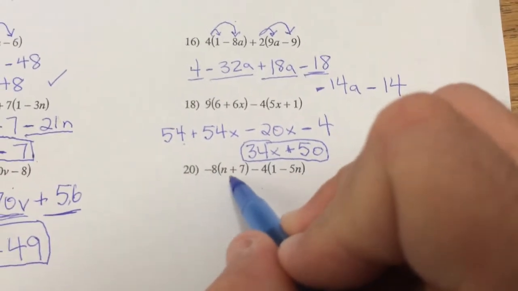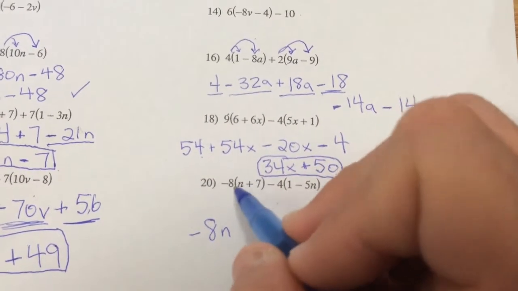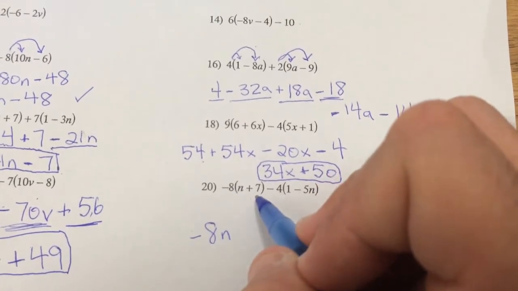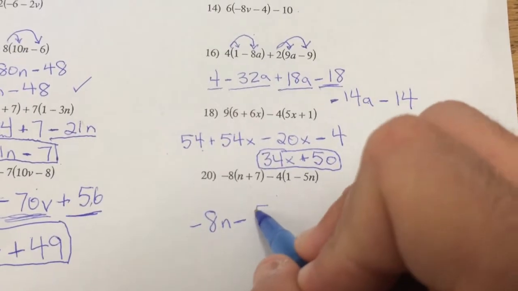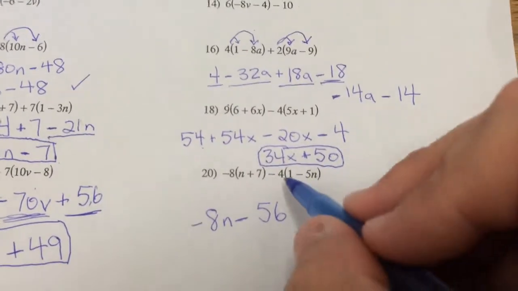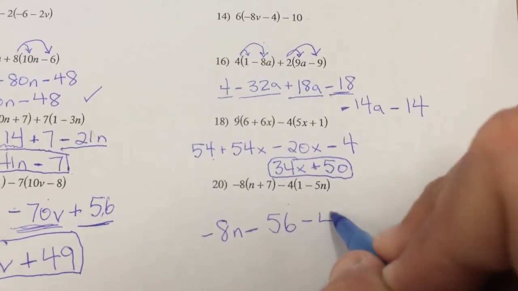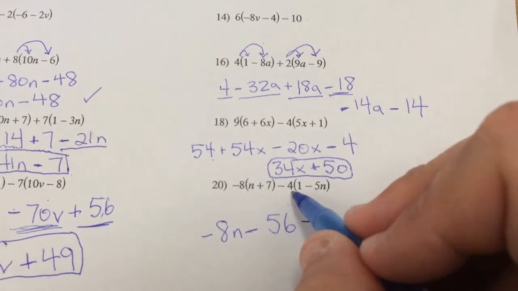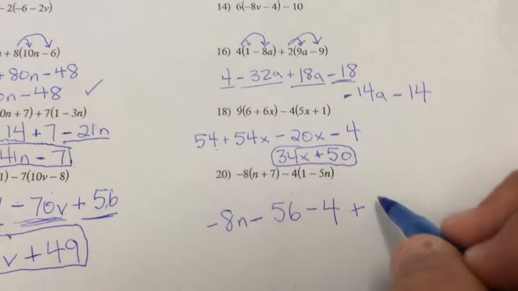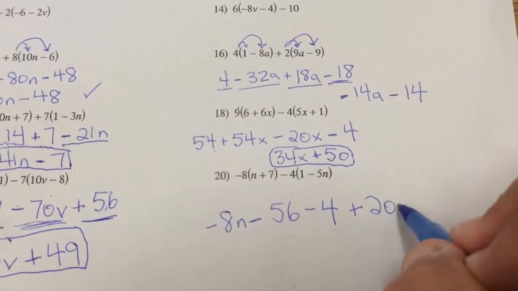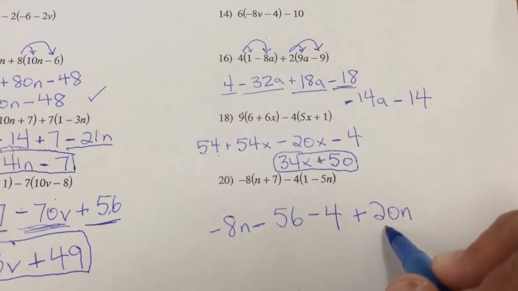Negative 8 times n is negative 8n. Hopefully we're getting the hang of it by now. Negative 8 times positive 7 is a negative 56. We have negative 4 times a 1 is a minus 4. And a negative 4 times a negative 5n is plus 20n. Once again, we have two negatives multiplying to make a positive.